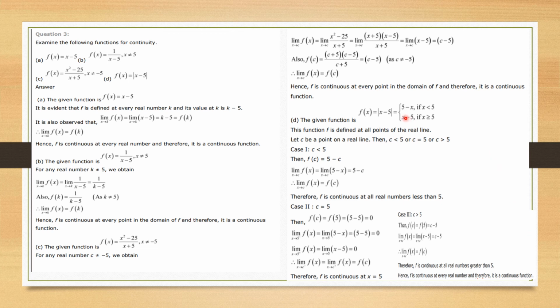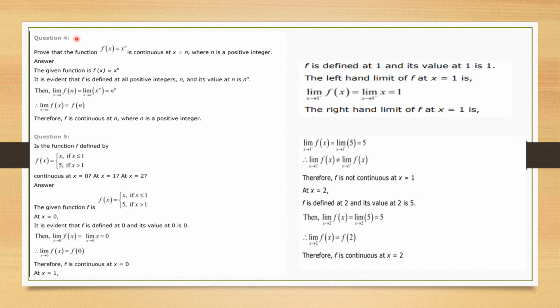Means for less than 5, it's a polynomial function. For greater than 5, it is again a linear polynomial, which is everywhere continuous. And at x = 5, I can check what type of concept it is having, and we can check whether the function is continuous or not. So this exercise you can also do.